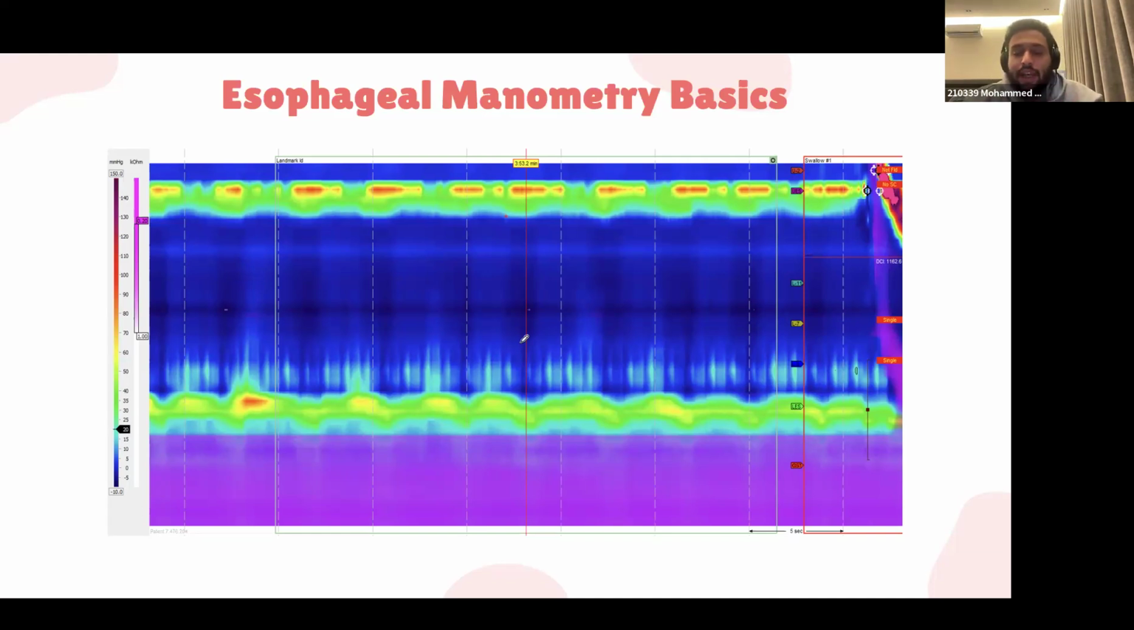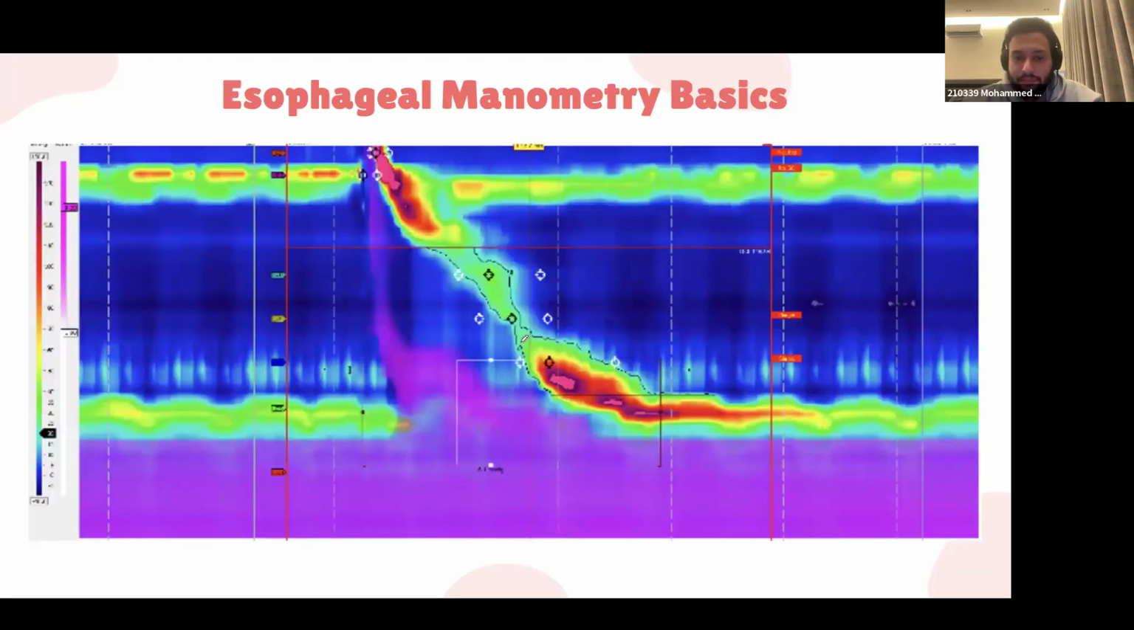So let's look at an actual example of this, which is this. This is a normal manometry. There's nothing abnormal to this. It's recording the pressure changes in the esophagus over time. So for example, if we start recording here, this is at 1 second, this is at 2 seconds, 3, 4, 5, and so on, okay? So it's recording the pressure changes over time, okay?